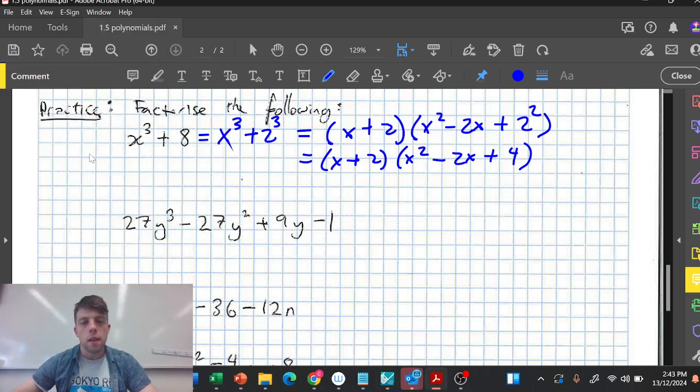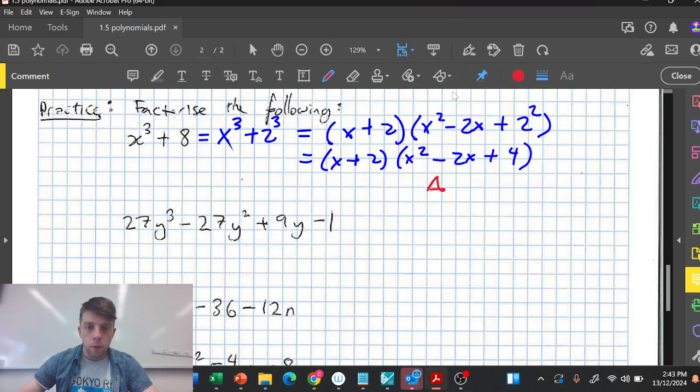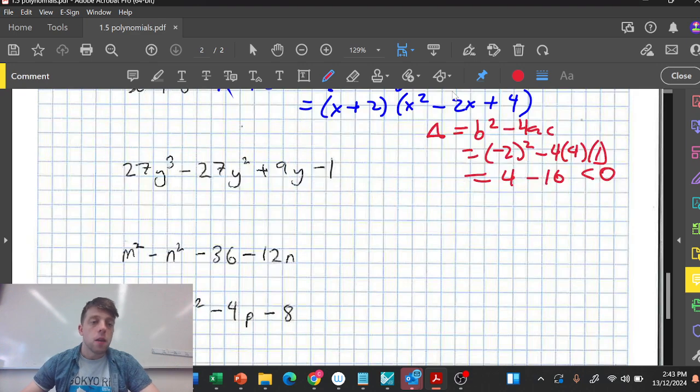So that must mean that if we look at this quadratic and try to find the discriminant, the discriminant is going to be equal to b squared minus 4ac. b squared is minus 2 squared, minus 4 times 1. That's going to be equal to 4 minus 16. That's going to be a negative number, less than 0. So therefore, this has no solution, so we can't factorize any further. I probably should have started with that. All right, let's move on to the next one.